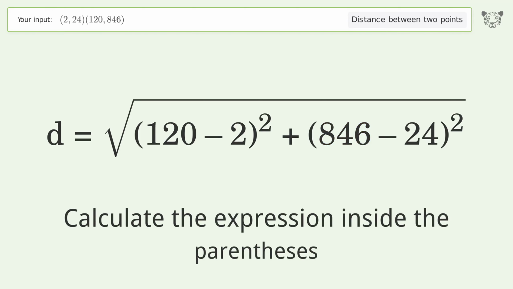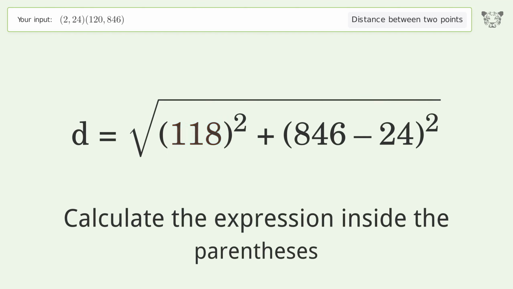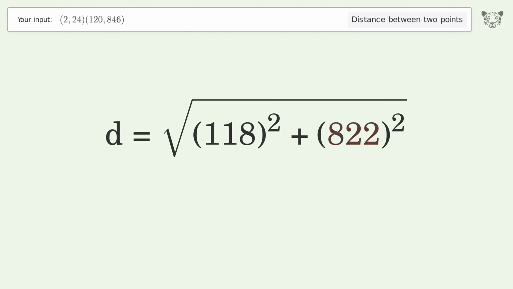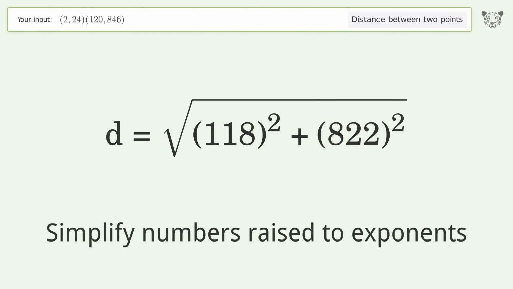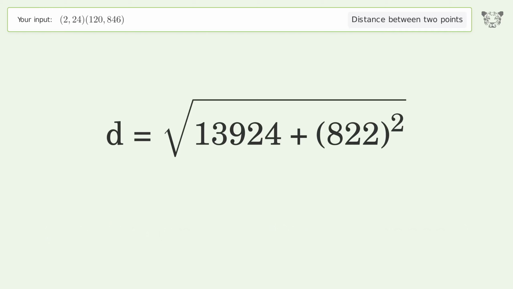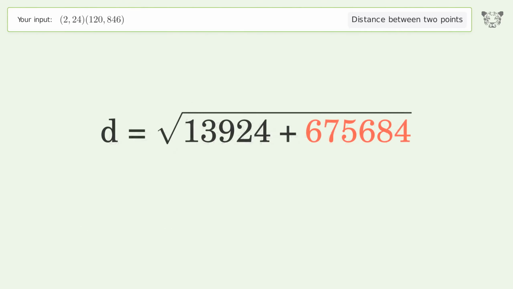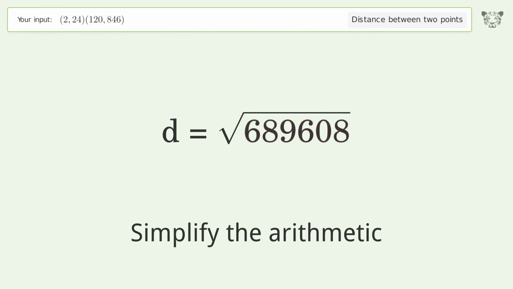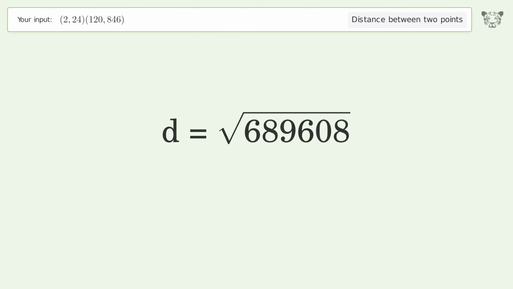Calculate the expression inside the parentheses. Simplify numbers raised to exponents. Simplify the arithmetic. And so the distance between the 2 points is the square root of 689,608, or 830.426.